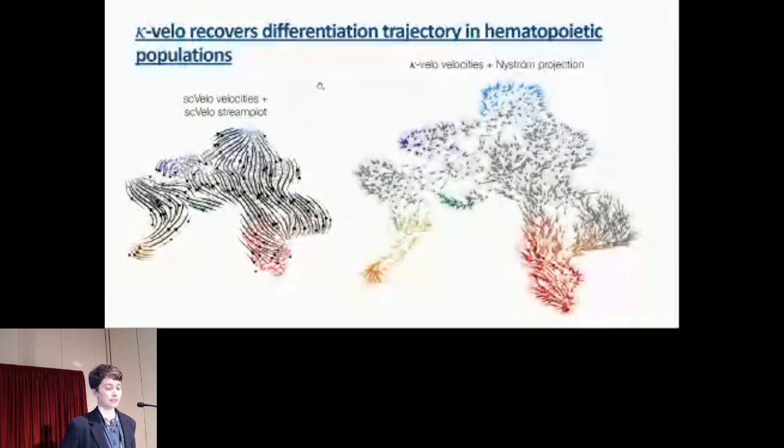And so I think it's a really nice example to show how bringing all of these steps together allows us to nicely recover this differentiation trajectory in the hematopoietic system. So we have the most stem-like states in the beginning that differentiate into these four final states shown at the bottom of this UMAP. And in comparison, kc-velo recovers a complete reversal of the velocity directions.